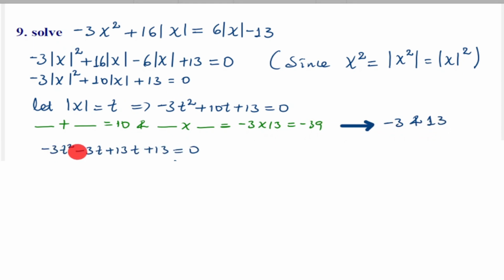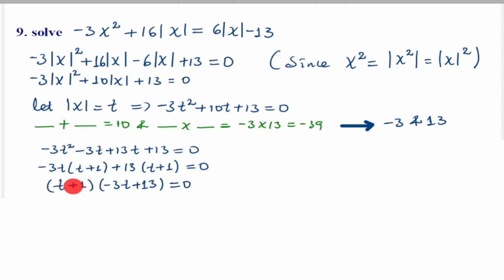So this becomes minus 3t squared minus 3t plus 13t plus 13 is equal to 0. Then group these two and take out the common. The common for these two is minus 3t. What is left? t plus 1. And the common for these two is 13. So what is left? t plus 1. So we can take out t plus 1 as a common factor. What is left here? Minus 3t. What is left here? 13. The product is equal to 0 when t plus 1 is equal to 0, or minus 3t plus 13 is equal to 0.